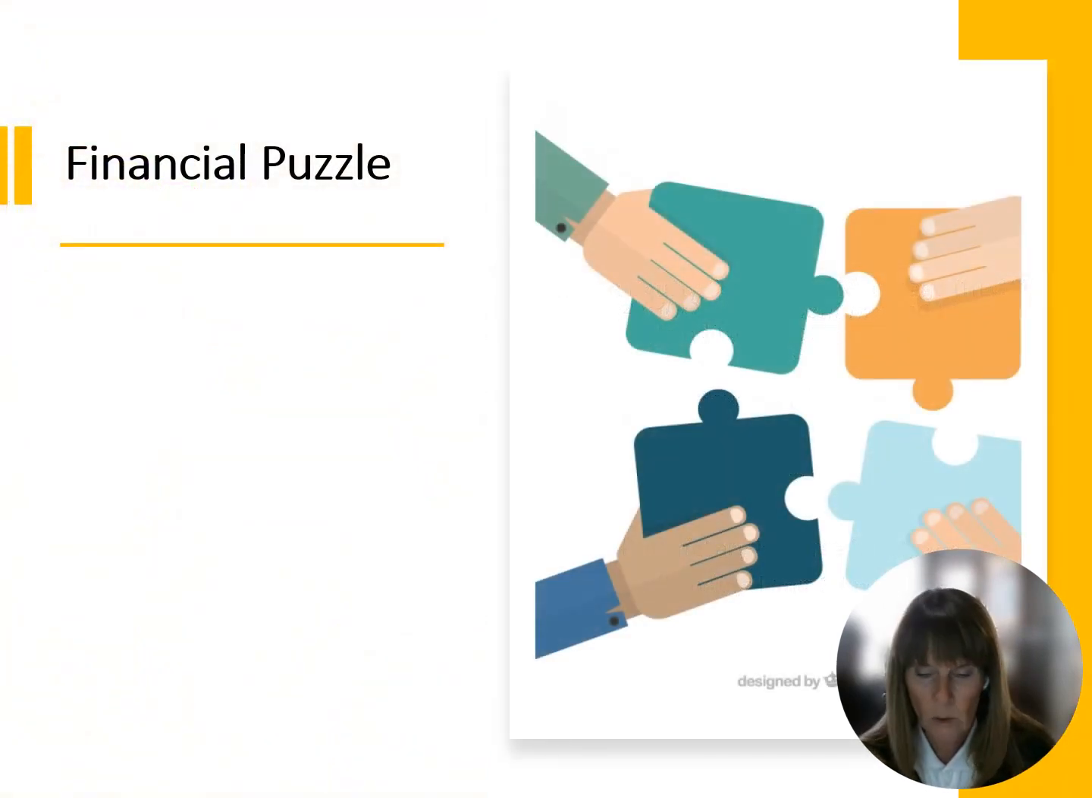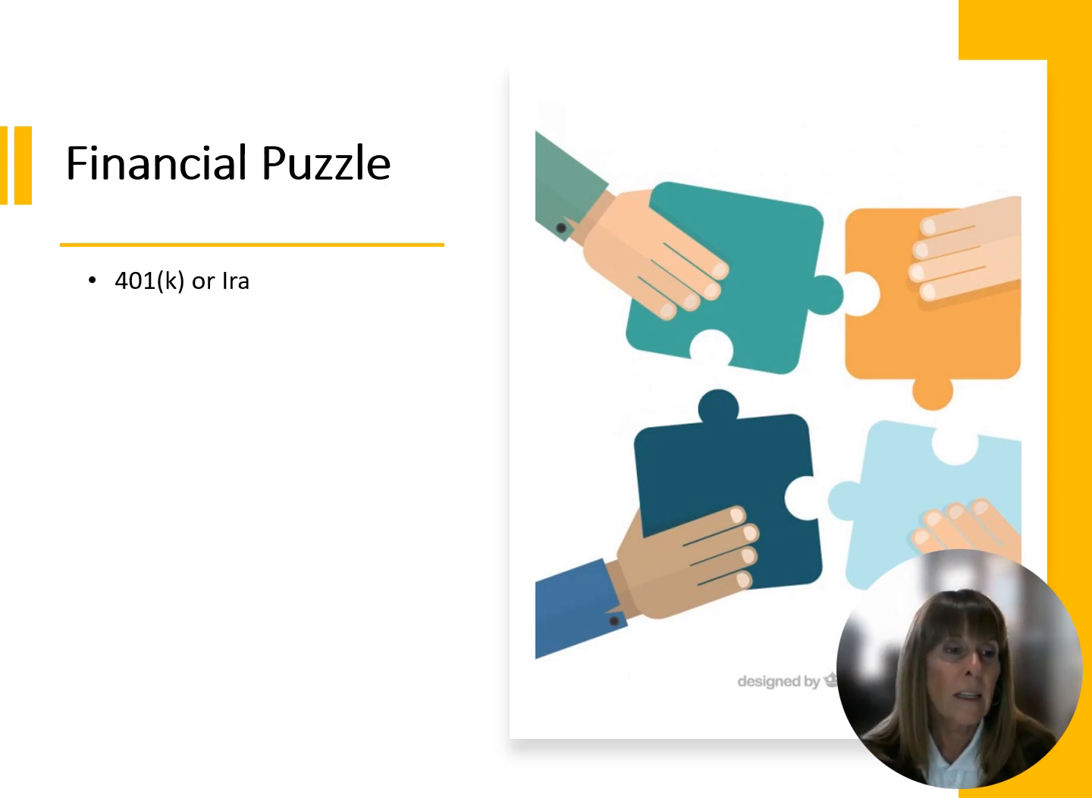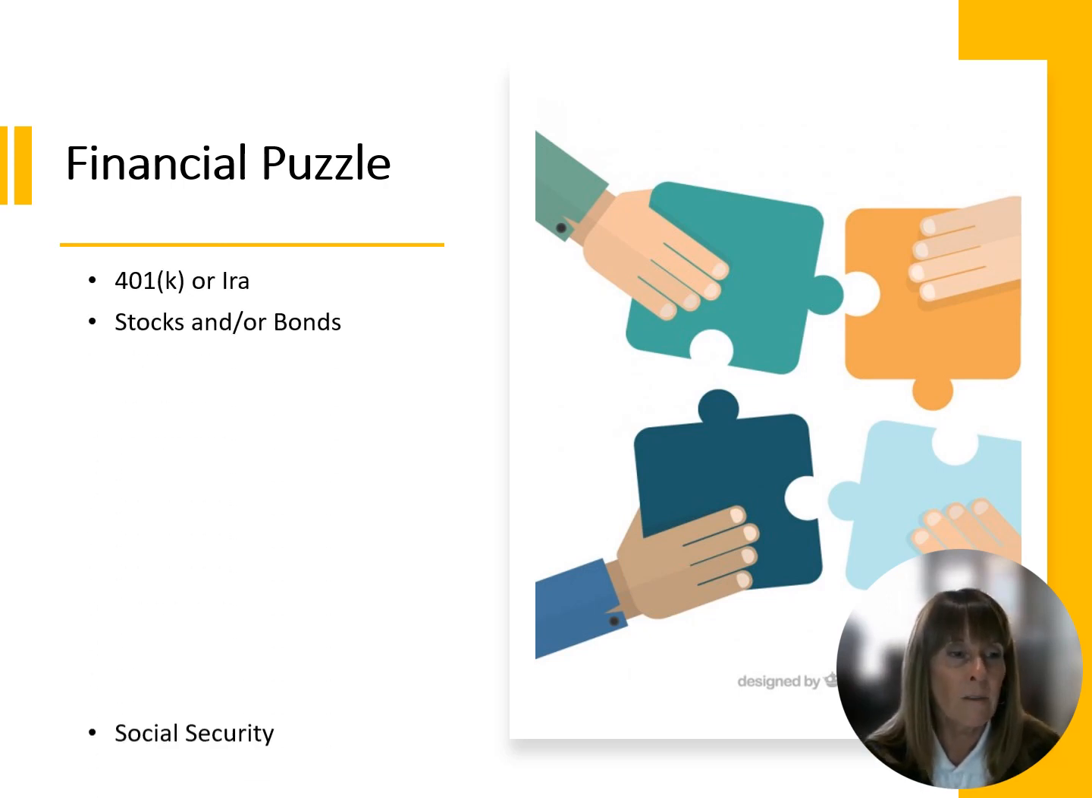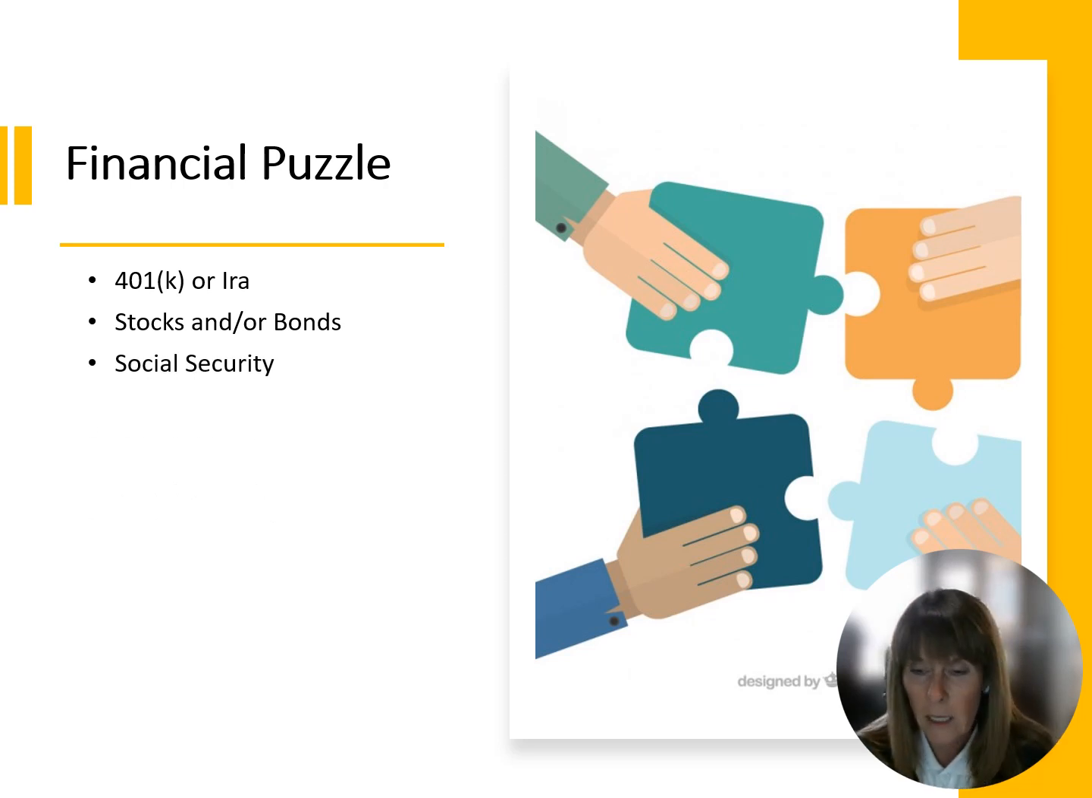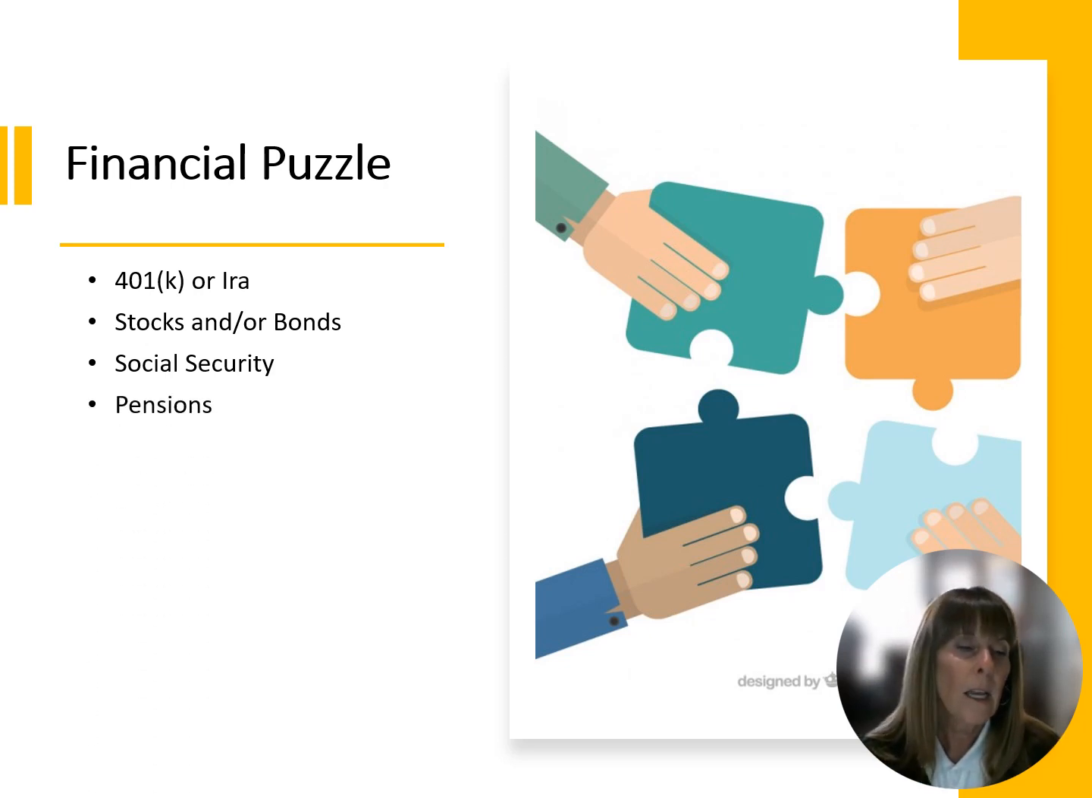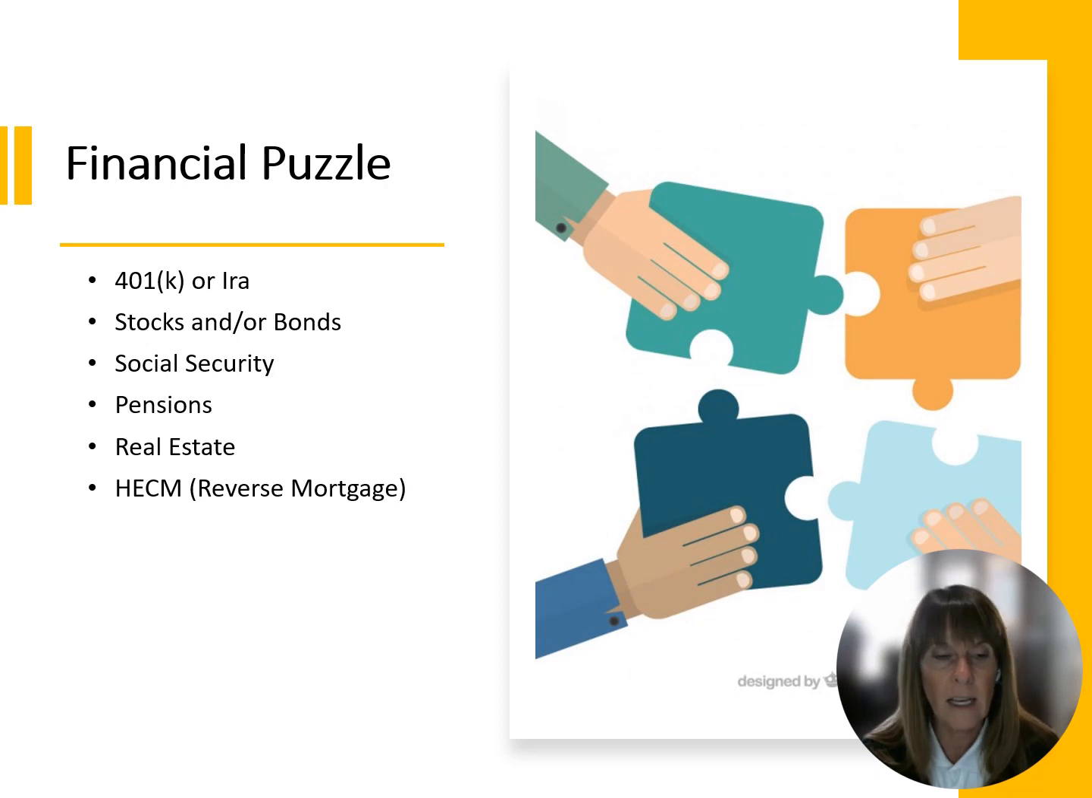Next, when I meet with you, we'll talk about your financial puzzle, because I'm trying to understand how this can help you. Does it help you? Do you even need it? We'll look at the things that you might have in your plan, like 401ks or stocks and bonds. Most honestly, we're usually looking at Social Security or pension income, and that is what you're at when you retire. Sometimes I'll have people that have some rental income from real estate, and then they'll also consider the HECM reverse mortgage as part of their retirement plan.